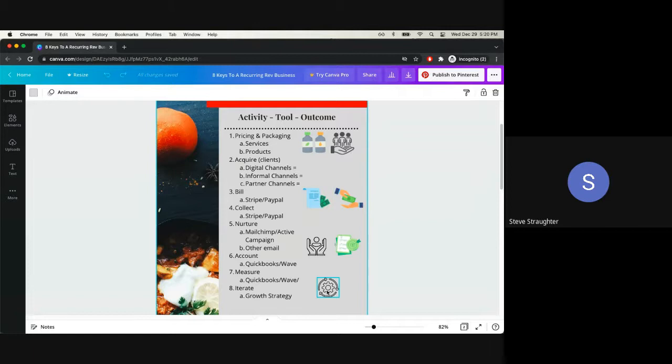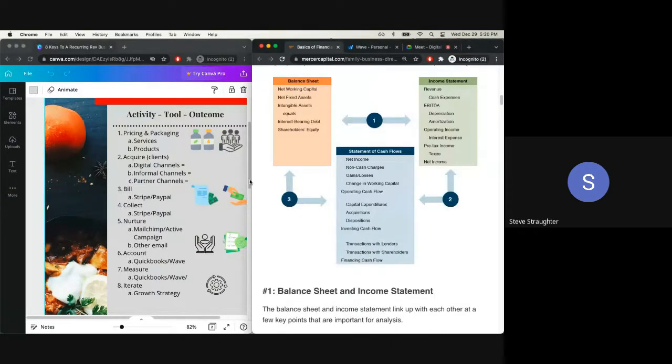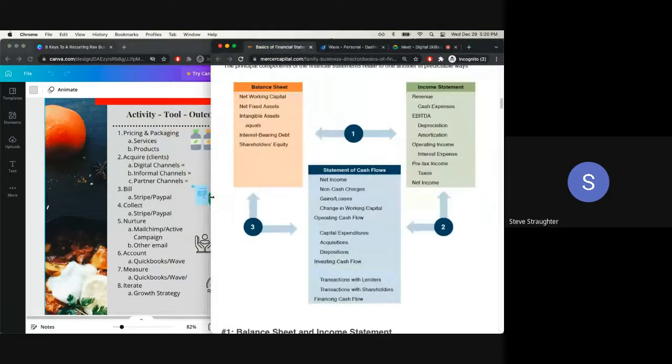And where we went from here was Malcolm went into details about how the accounting parts communicate with one another using this brilliant flow chart here from Mercer Capital. Okay. And he was able to show how we intersect the balance sheet, the income statement, and the statement of cash flows. And we've dug in a little bit deeper thanks to brilliant questions from the floor for how these things actually look in terms of examples.